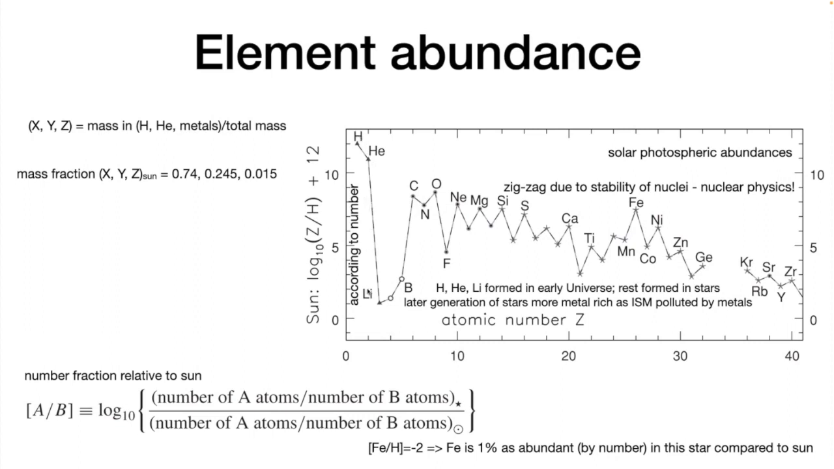Hydrogen, helium, lithium, and deuterium were produced in the very early phase of the universe. As soon as nuclei started forming, they combined and formed hydrogen and helium. But all the other metals like carbon, oxygen, and so on were produced inside massive stars. The more massive a star is, the higher the temperature at its center, and it can burn higher and higher atomic mass nuclei at its core.